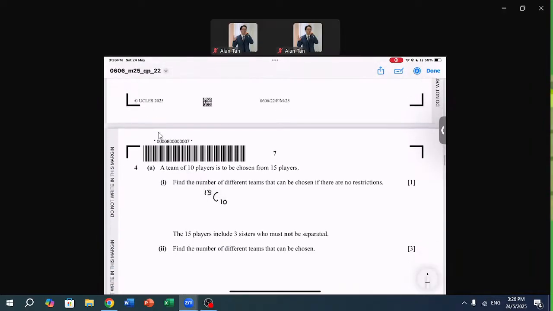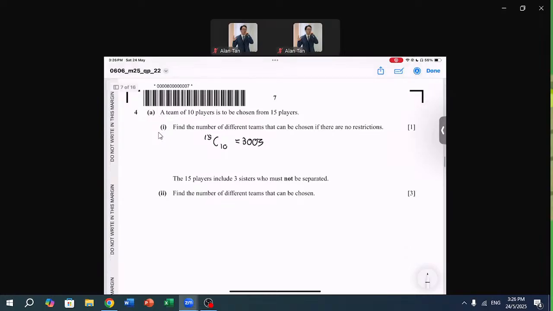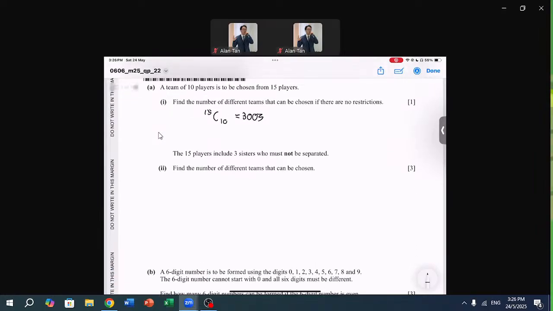15C10 is 3003. Number of teams that can be chosen. So we have to calculate 3 sisters included plus 3 sisters excluded. If 3 sisters are included, you are left with 12 people to choose from for the remaining 7. If the 3 sisters are excluded, you are left with the remaining 12 to choose 10.